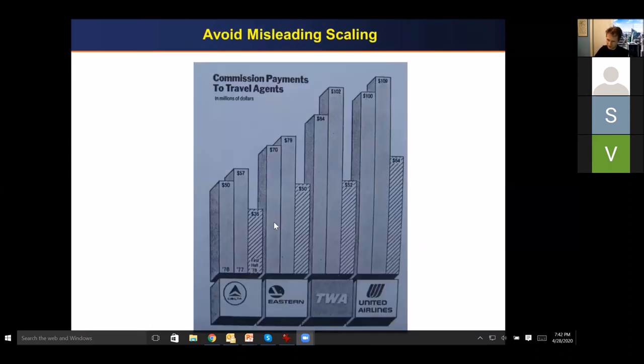So the next thing here is commission payments to travel agents. You think, wow, over time this commission payment went down, but this is only half a year. You have to actually read that this is only half the year. Actually, it's going to go even further. But here you think 78, 77, 76, 77, 78. Okay, commission payments go down. Great, it's good now. But actually this is only half the year, so basically the scale has changed.